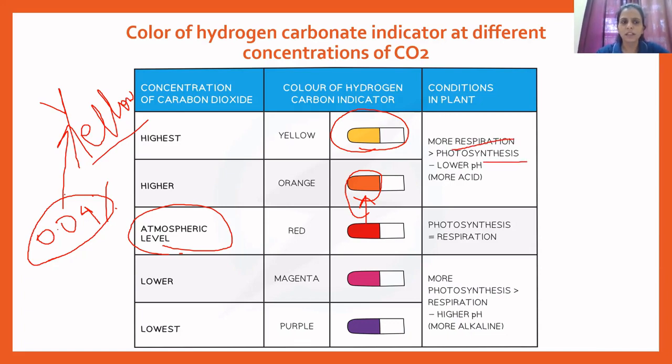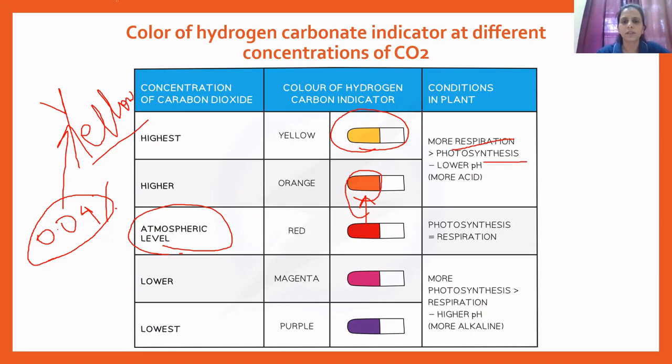Because in the process of respiration, oxygen gas is consumed and carbon dioxide gas is released outside. But in the process of photosynthesis, carbon dioxide gas is consumed and oxygen gas is released outside. So if the rate of respiration is higher than the rate of photosynthesis in a particular plant at a particular moment, more carbon dioxide gas will be released outside the plant. As the carbon dioxide concentration increases in the surrounding water of the plant, what will happen?